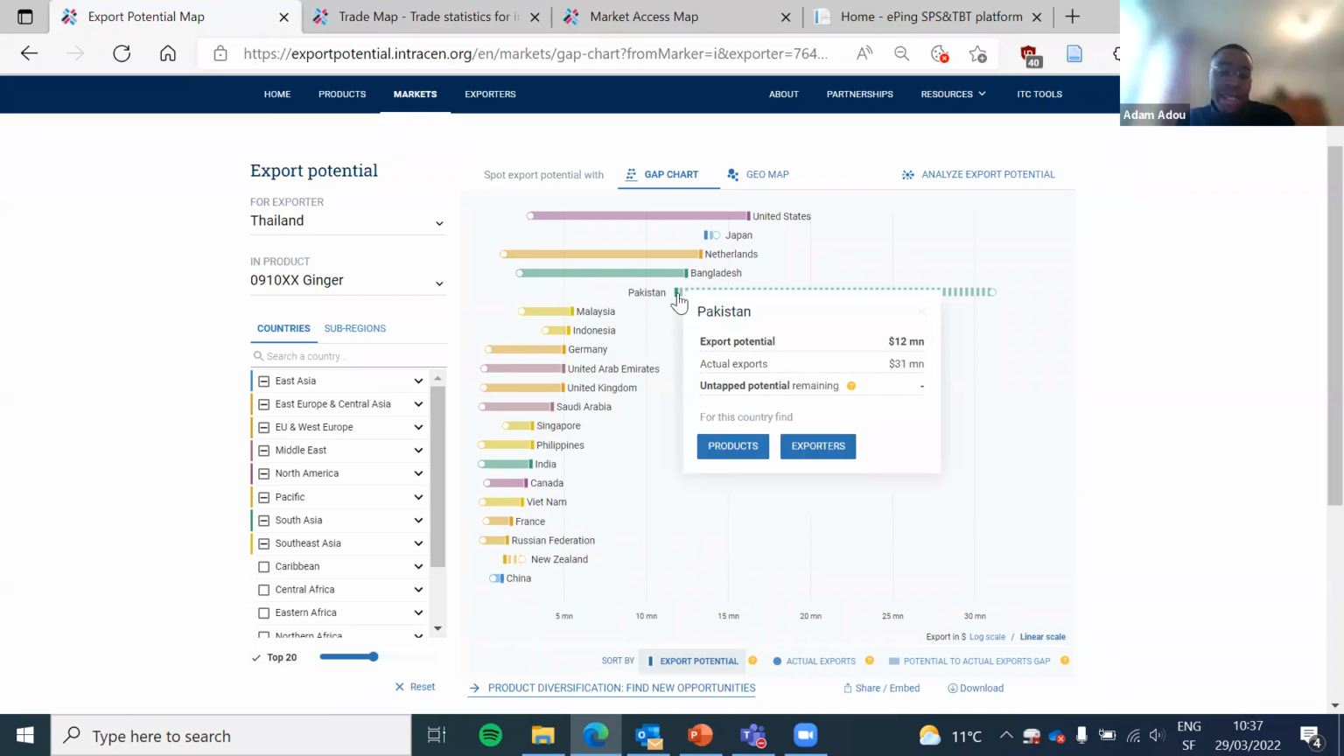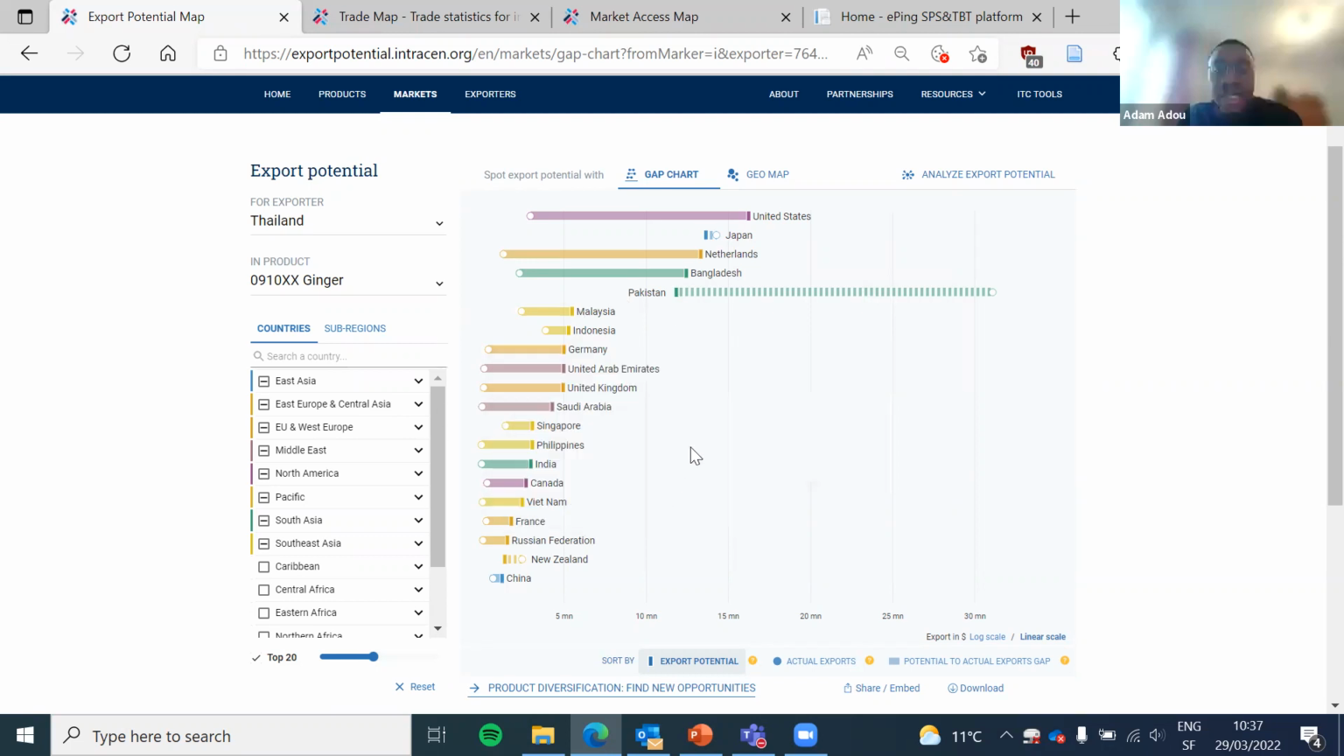But on the export potential map, we will never show you a negative untapped potential because it's not possible. But what we can show you is the actual export and the export potential, and in the specific case of Pakistan, see if the country is even overperforming. And this overperformance is not because Pakistan is the only destination market. It's maybe because there are some problems when accessing the other markets where Thailand has possibilities in terms of potential for ginger. So maybe this potential is not exploited when exporting to the United States or Netherlands or Bangladesh. It is redirected to Pakistan because Pakistan is easier when exporting.